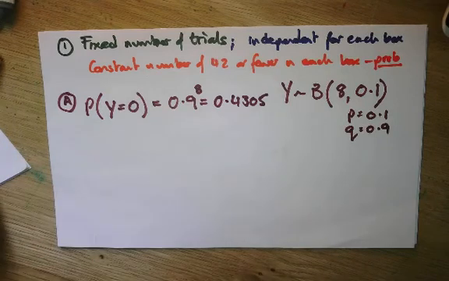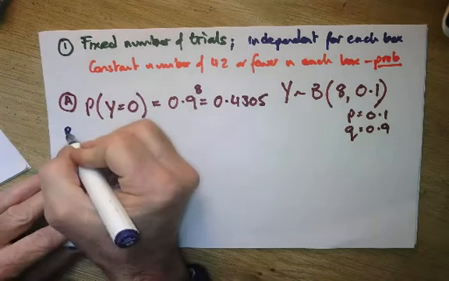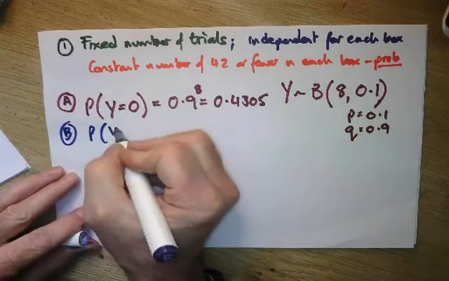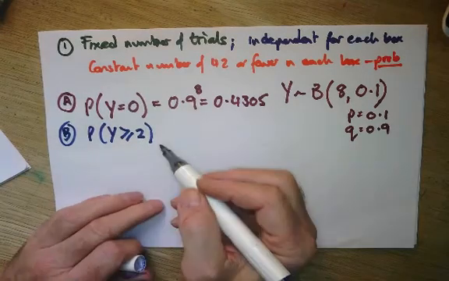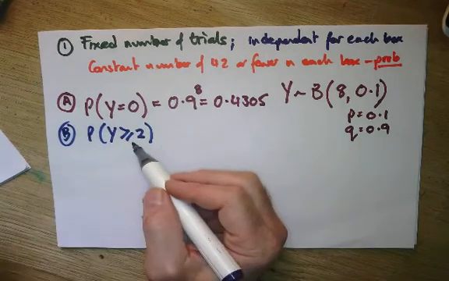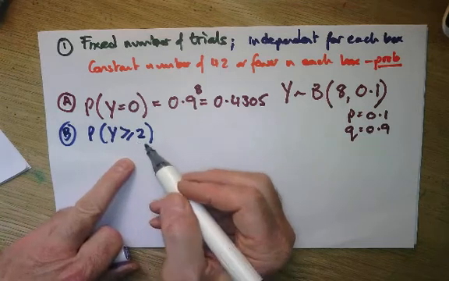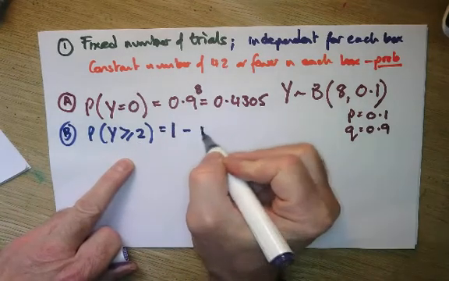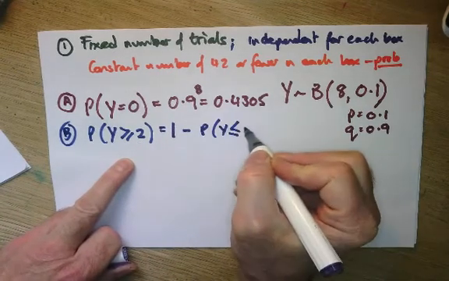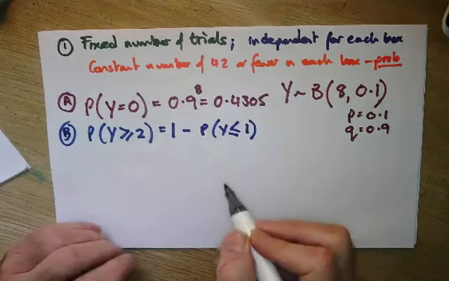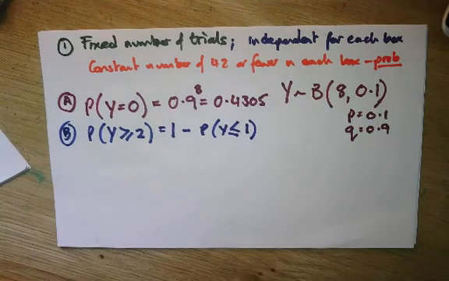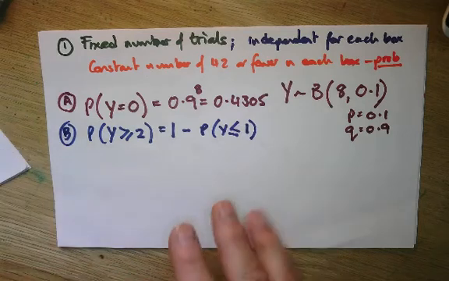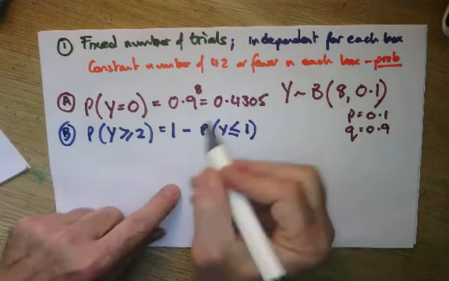What about the second bit? It says, on another day, there are 2 or more boxes. So let's call this B. There are 2 or more, so Y is greater than or equal to 2. Now, when we look at a cumulative distribution, we look at less than. So in order to work this out, what I'm going to do is 1 minus the probability that Y is less than or equal to 1. And you just have to be really careful that you keep your workings out and you don't slip up on this.